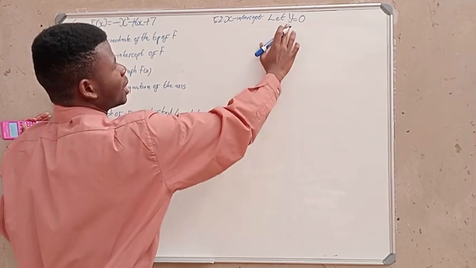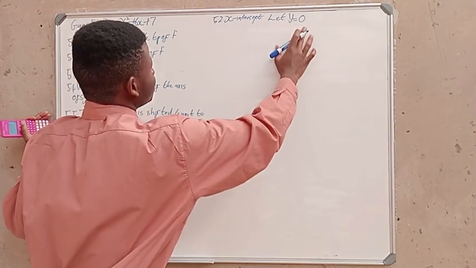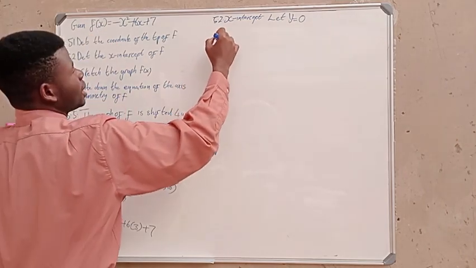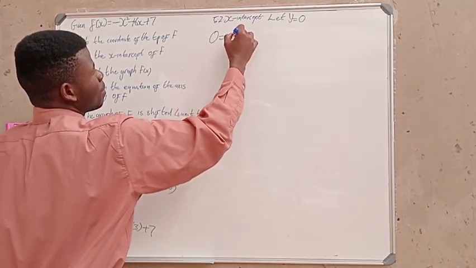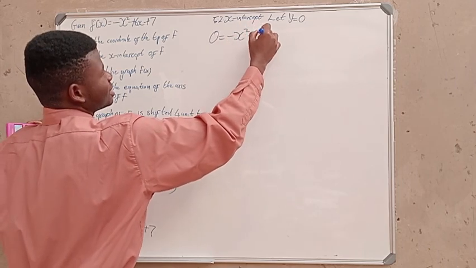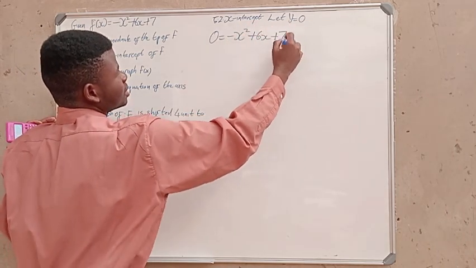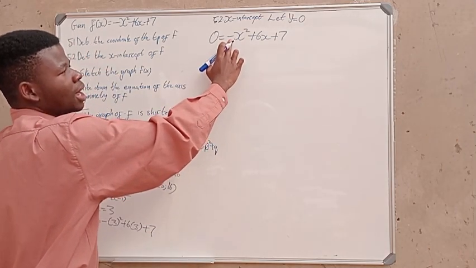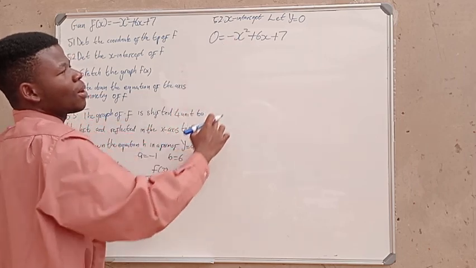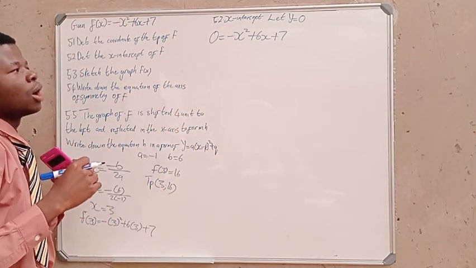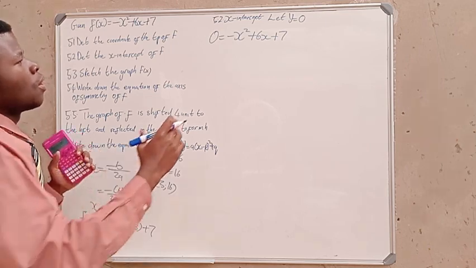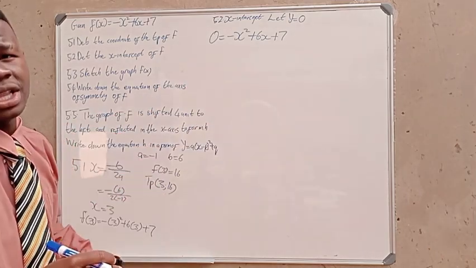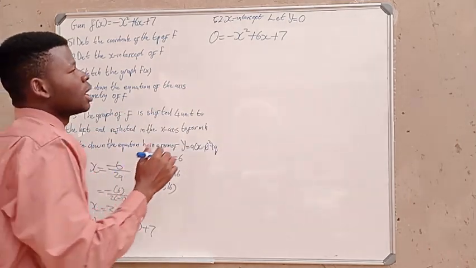So where I see y, I'm going to substitute 0. In this case, our y is f of x. Then it's going to be 0 is equal to minus x squared plus 6x plus 7. Okay, so now we have a negative in our x squared. So guys, please always try to get the positive coefficient on your x squared, so that it does not give you problems.